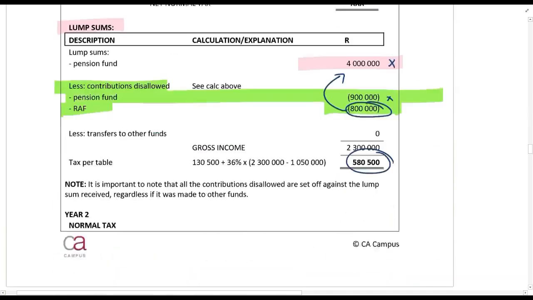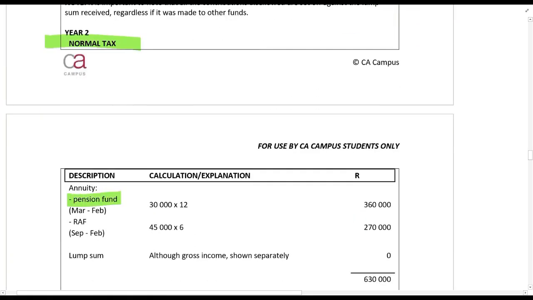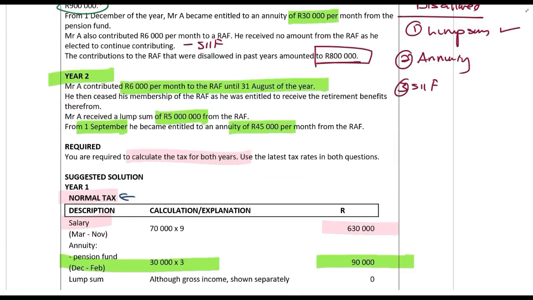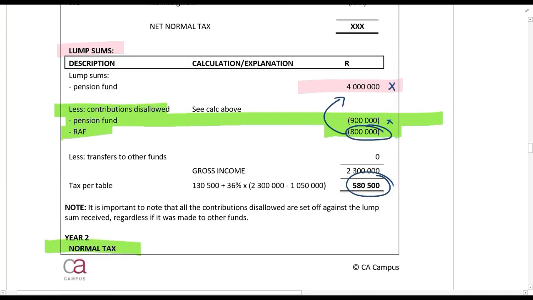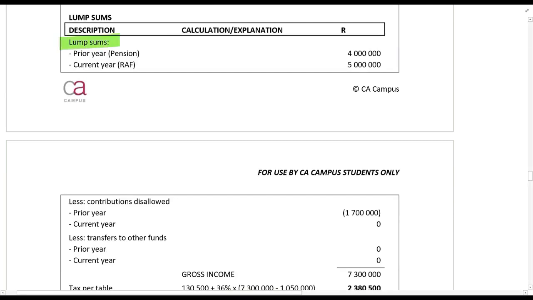Let's start with the normal tax. So the normal tax, first thing that you need to remember is that pension fund annuity he started getting in year 1, he now had it for the entire year. And then he had the RAF for 6 months of the year. Okay. He received a lump sum. Make sure that you see now, this is very interesting, or not interesting, important, maybe it's interesting as well, 5 million rands in year 2. Okay, so make sure that you see now what happens in year 2 with our lump sums. So you look here, lump sum, current year, there's the 5 million rands.